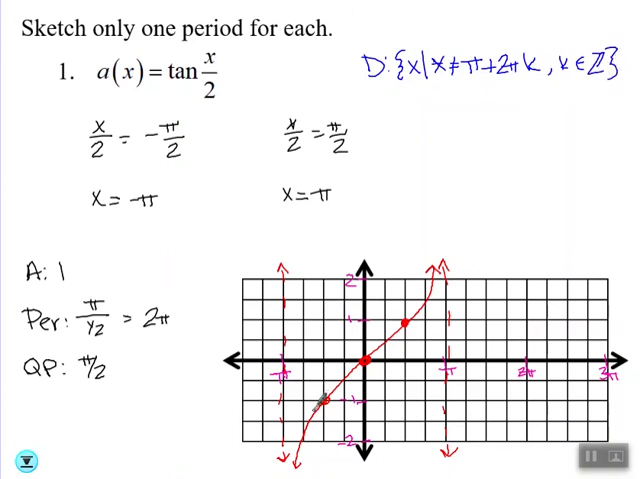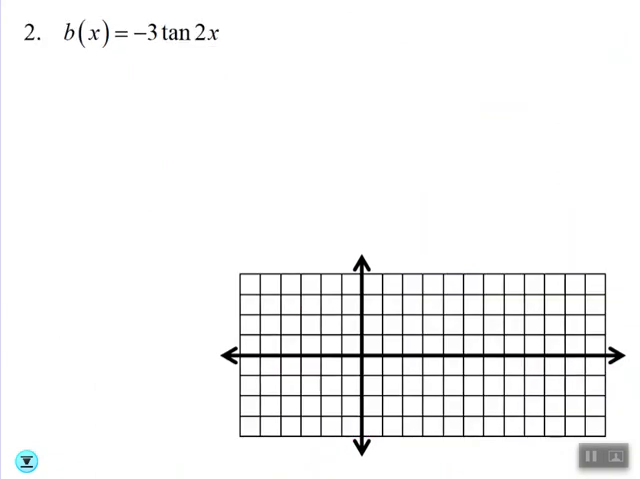I'm not going to write the range for most of these because the range is always all real numbers. Let's take a look at the next example. Here we have b of x equals negative 3 tangent of 2x. So first we need to find our asymptotes.